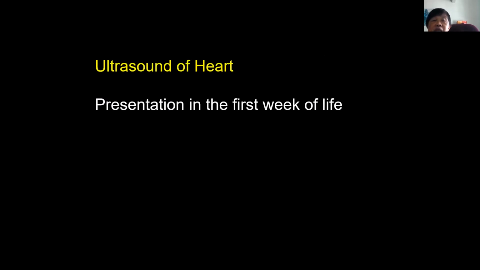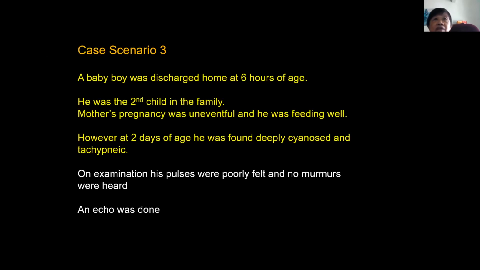Okay, so there is more to lung ultrasound than what I've shown you, but I think it's enough to tell you the importance of being able to do lung ultrasound in the conditions that we mentioned. So now we go on to ultrasound of the heart, where we will mainly concentrate on the presentation in the first week of life. So here we have a baby boy who was discharged home at 6 hours of age.